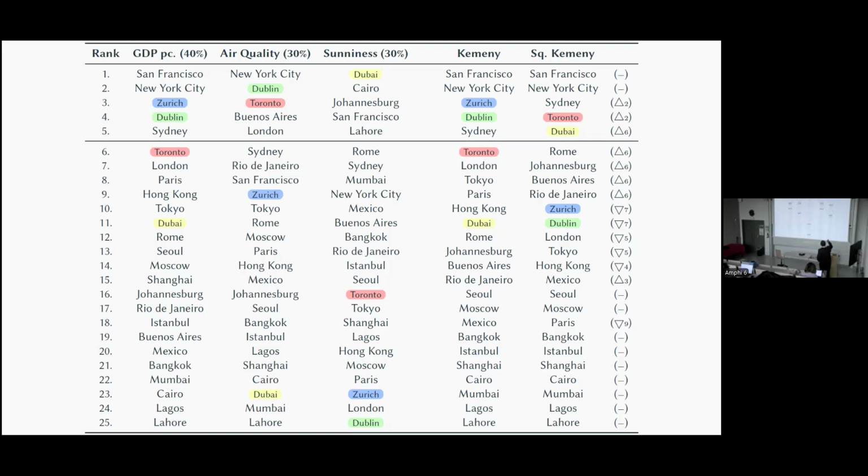Whereas what does Squared Kemeny do? Yes, it has significant overlap with the top 5. But Zurich and Dublin, it ranks lower. Especially for Dublin, I mean, Dublin is the least sunny city on the list. And so probably it deserves to go down a bit. Whereas Dubai is doing okay in the GDP criterion, and it's doing very well on the sunniness one. So probably if you want to merge them, it deserves to go up a bit further. So intuitively, probably both of these rankings make sense, but they make sense for somewhat different reasons.